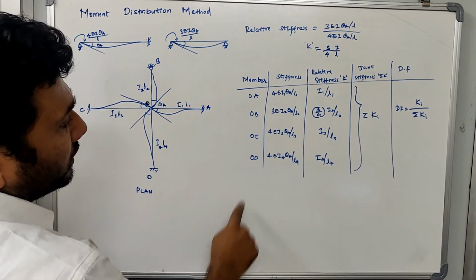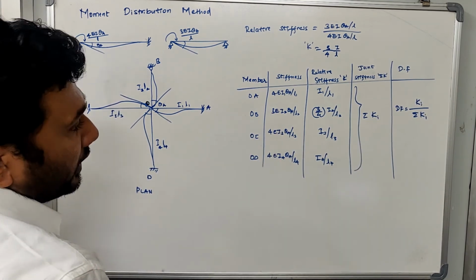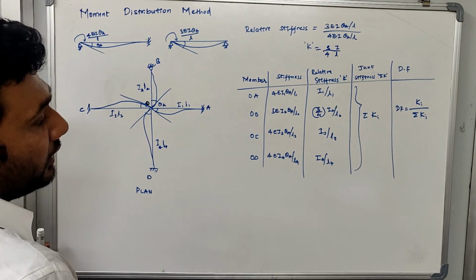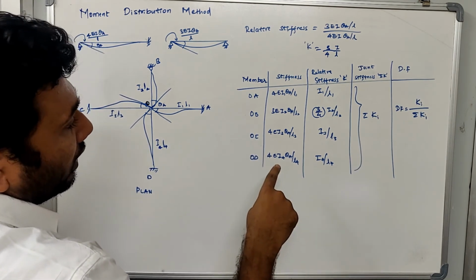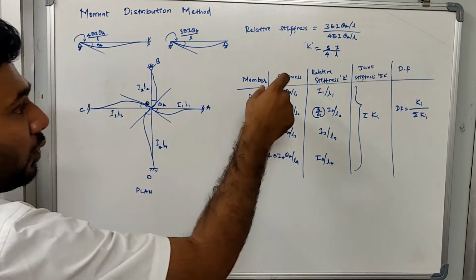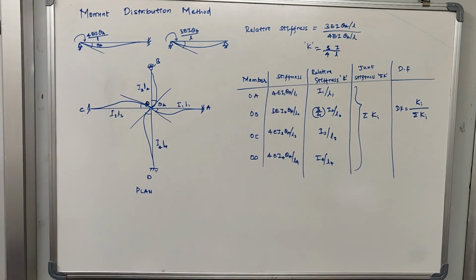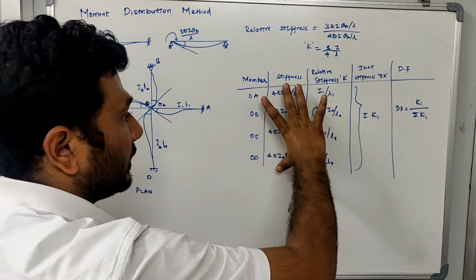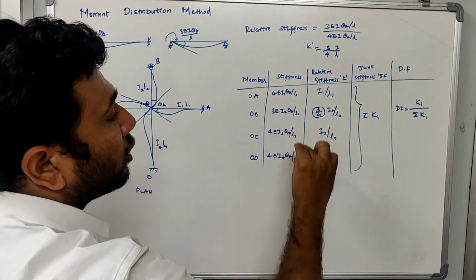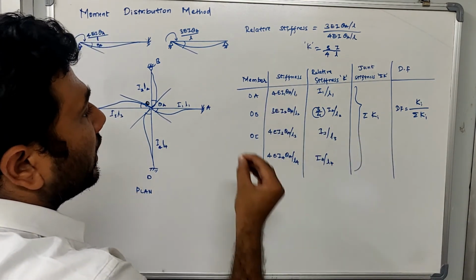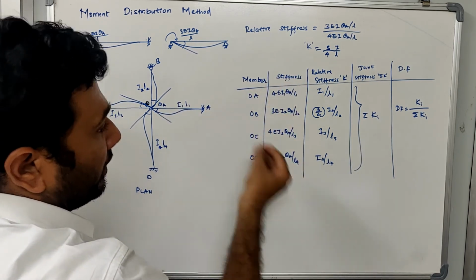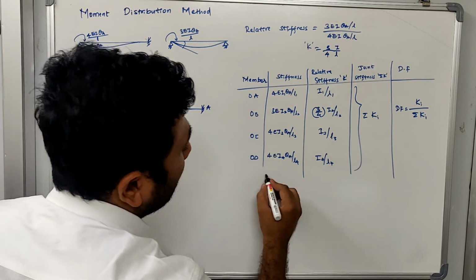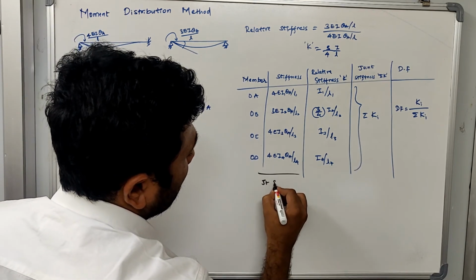Similarly, we can write for OC and OD, which is 4EI3θA divided by L3, and for OD, 4EI4θA divided by L4. Okay. Now once you calculate all the stiffness values, if I take the sum of all of this, that will give me the joint stiffness. It means what? The stiffness of a given joint is the summation of the stiffnesses of all the elements. Okay, so this will give me the joint stiffness.